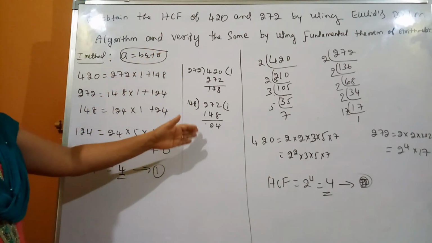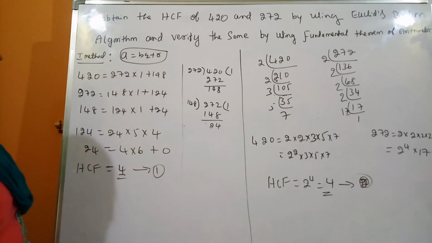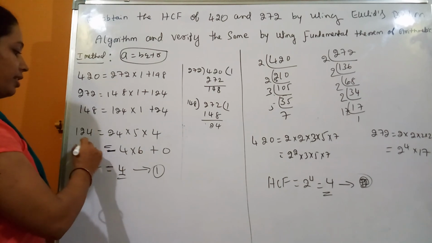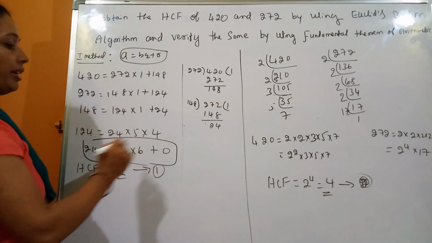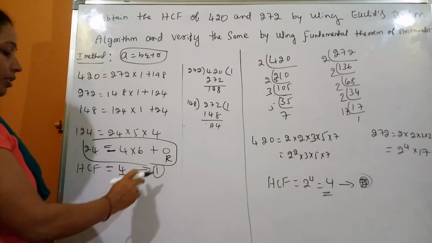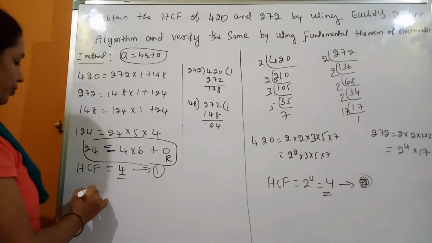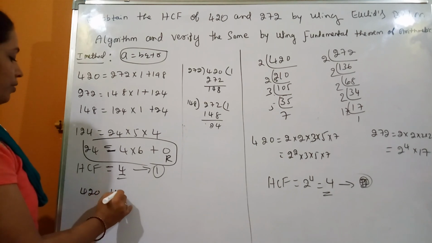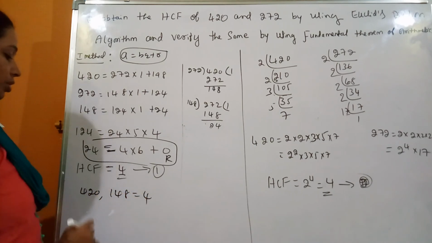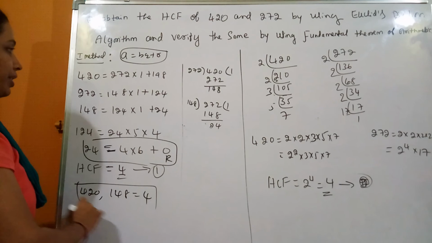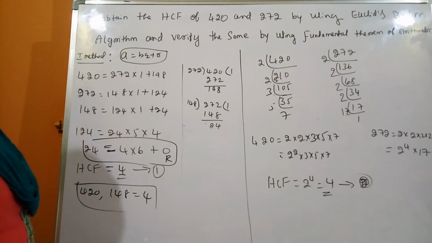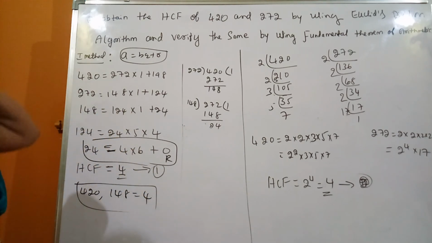You do like this in the working steps, and you will get the idea. Finally, 24 can be expressed as 4 into 6, and the remainder will be 0. The HCF of the two numbers 420 and 272 is 4. This is by Euclid's division algorithm.